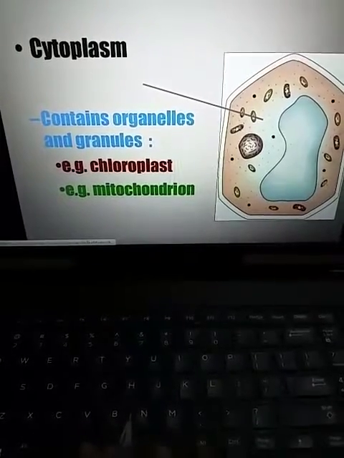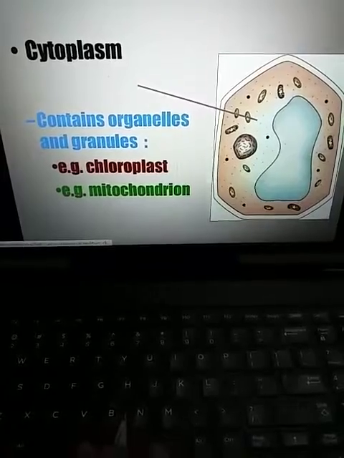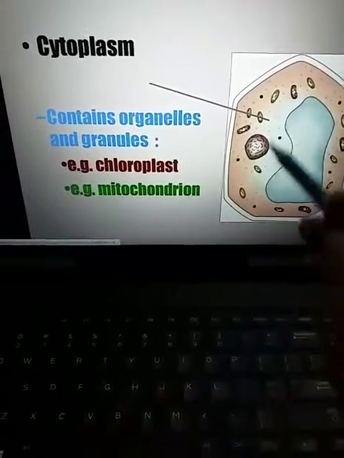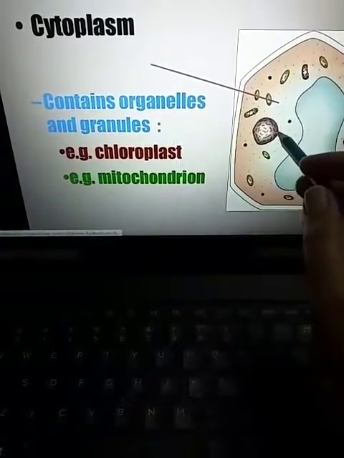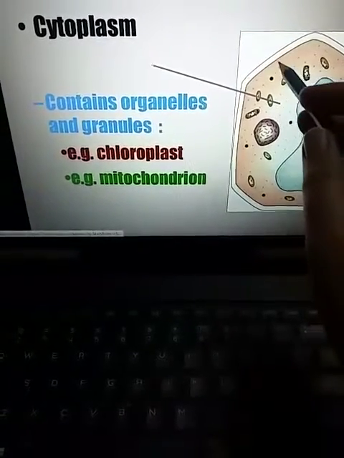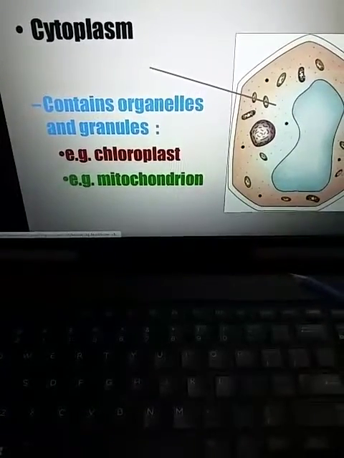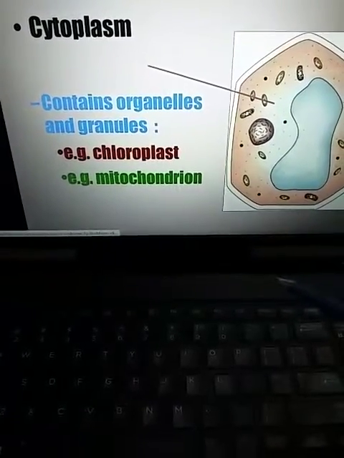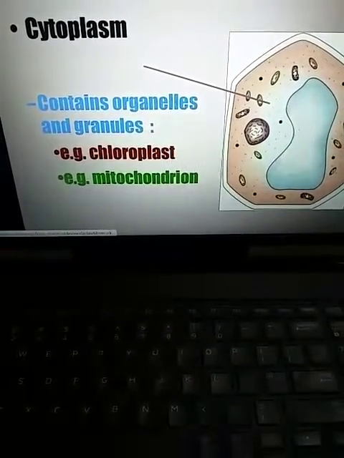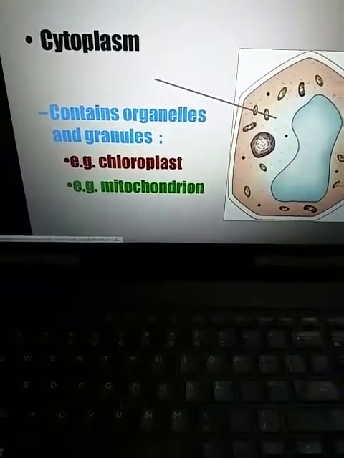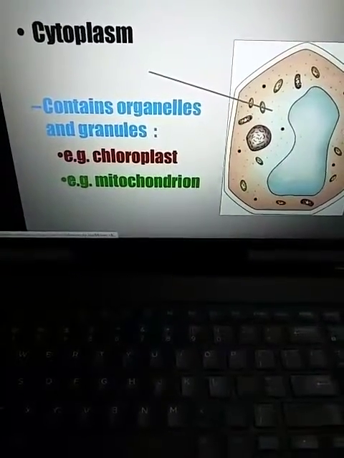So next is the cytoplasm. This is the living content which is present between the cell membrane and the nuclear membrane. This is the nucleus of the animal cell. So this is the nuclear membrane. The outermost boundary of the nucleus is the nuclear membrane, and this is the cell membrane. So the material which is present between these two types of membrane is known as the cytoplasm, and contains the organelles and the granules. For example, the chloroplast, the mitochondria, all types of organelles are suspended in this cytoplasm.